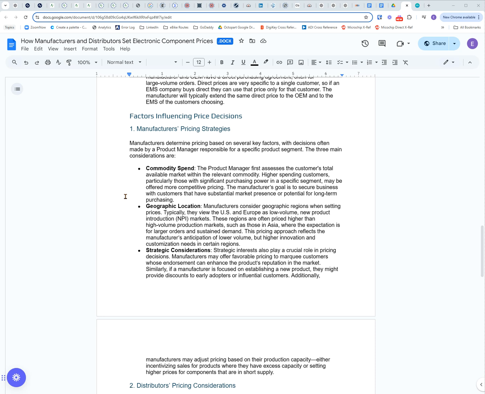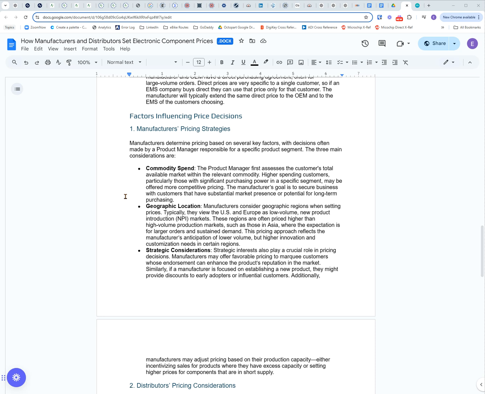And the first is the commodity spend. That's because at semiconductor companies, the products are all split into product groups managed by a product manager who basically has a P&L over that set of products. And so he's the kind of end of the line for the pricing, or he's the main guy for the pricing that's going to get extended to you. And he wants to know how much you are spending in his commodity, not just how much you are spending in his company.